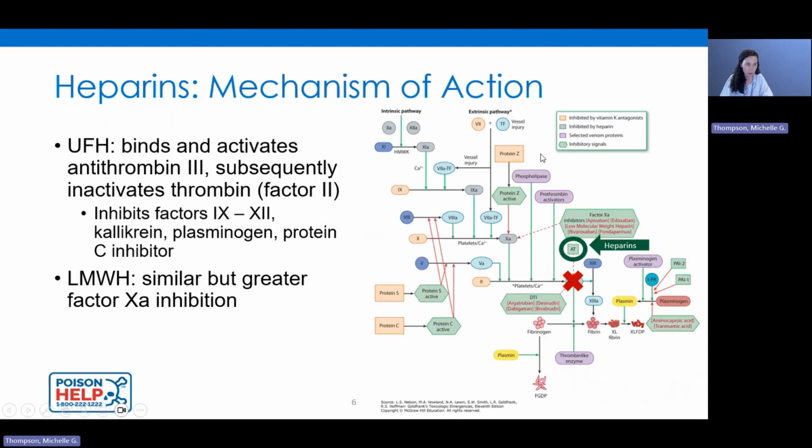Heparin here works to bind and activate antithrombin 3, highlighted here in green, which then inhibits activated factor 2, or thrombin. We also have inhibition of factors 9 through 12, as well as kallikrein, plasminogen, and protein C inhibitor. In addition to this, the low molecular weight heparins also have great activity at activated factor 10, which you can see here.